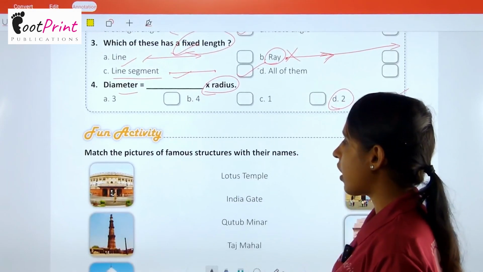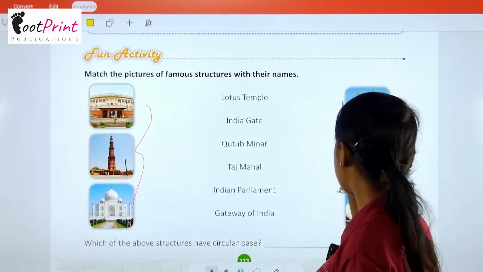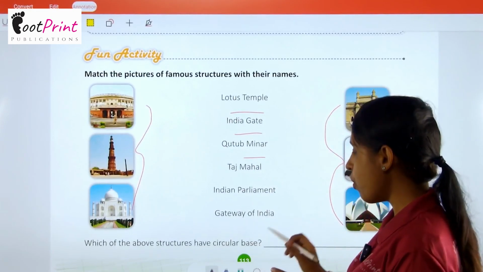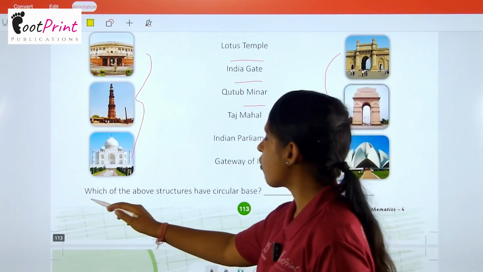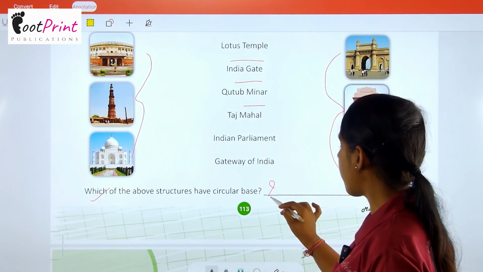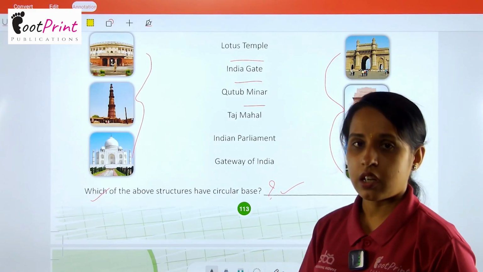So here is a fun activity. Pictures of some famous structures are given and you have to match them with their names. You will do it by yourself, and you have to find out which of the above structures have a circular base, and write it by yourself.